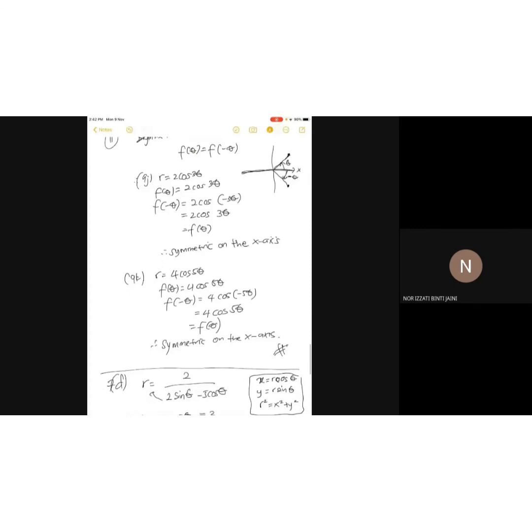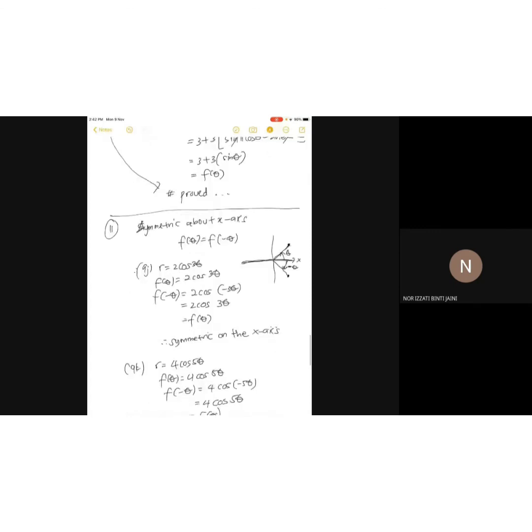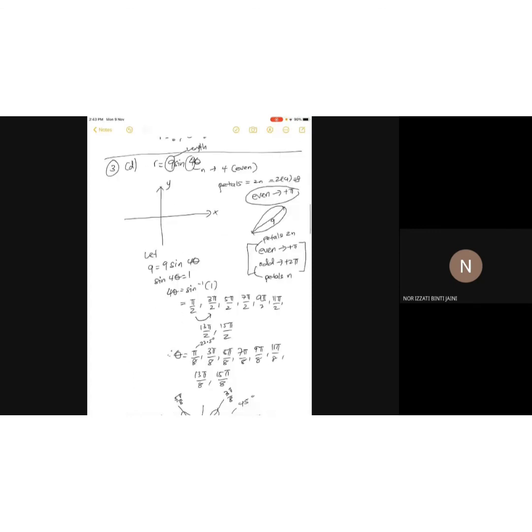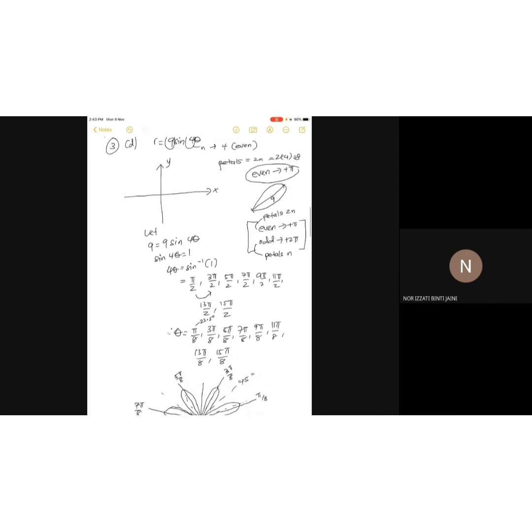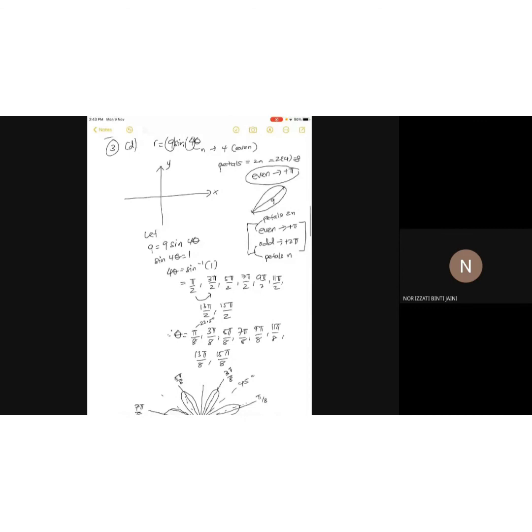Okay, and then how to sketch the curve. Saya rasa kat sini biasa crucial how to sketch the curve lah. Tapi bila awak dapat, awak tahu yang this one, these two. Okay, dua ni dia tak ada masalah.